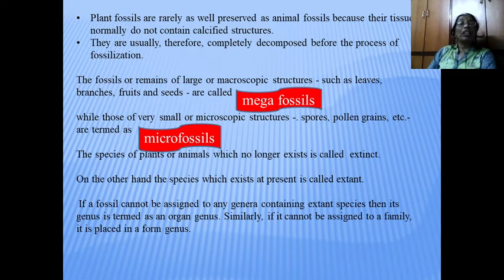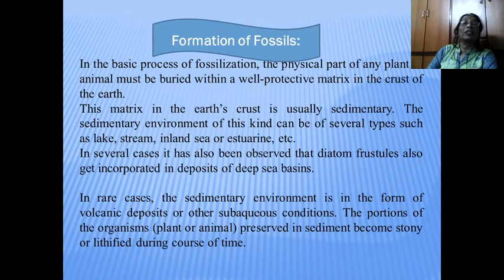If a fossil cannot be assigned to any genera containing extant species, then its genus is termed an organ genus. Similarly, if it cannot be assigned to a family, it is placed in a form genus. Now, we study the formation of fossils.